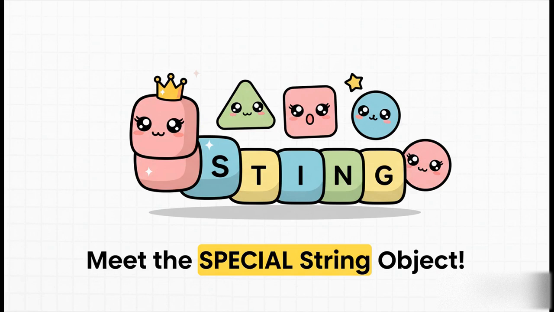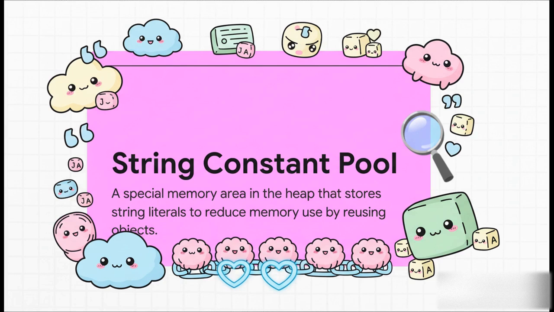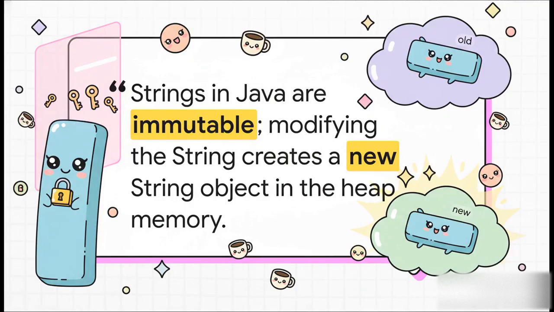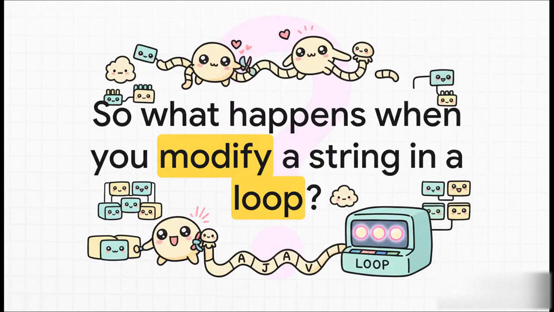All right, let's shift gears and talk about the object you'll probably use most, the string. To save memory, Java actually keeps a special pool of all the string literals you create in your code. And this is a super important concept. Once the string is made, its value can literally never change. So, what happens when you modify a string inside a loop? This has huge performance implications.